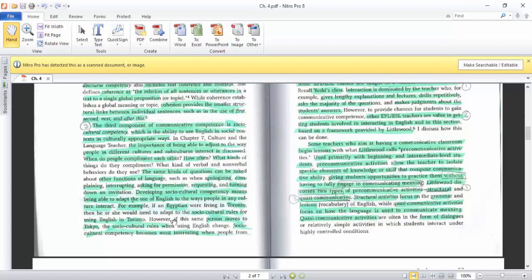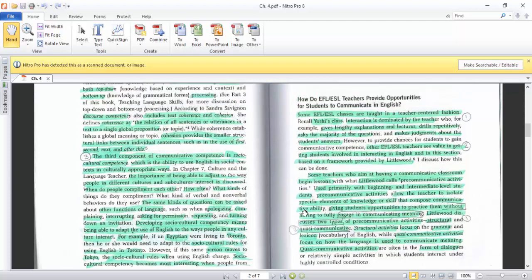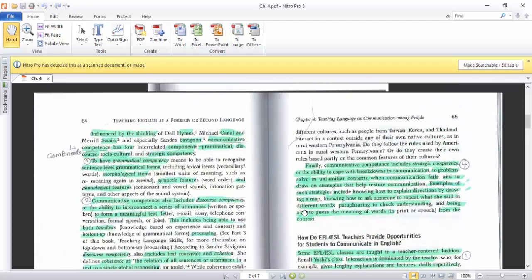So here we have an example: a person moves to Tokyo, and the socio-cultural rules when using English change. Socio-cultural competency becomes most interesting when people are from different cultures.